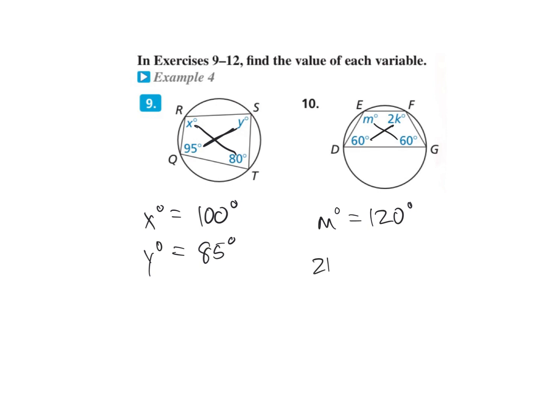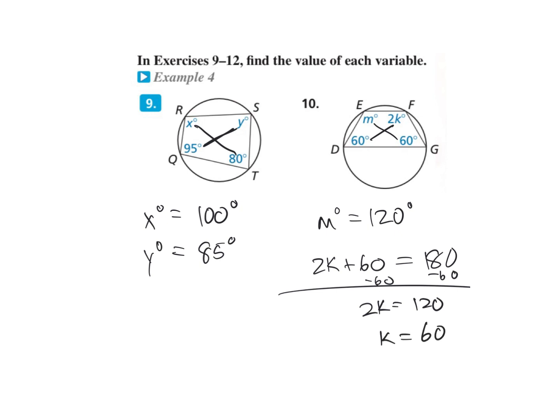So 2k plus 60 equals 180. So we subtract 60. 2k is equal to 120. Divide off the 2, that's 60. So k is 60.